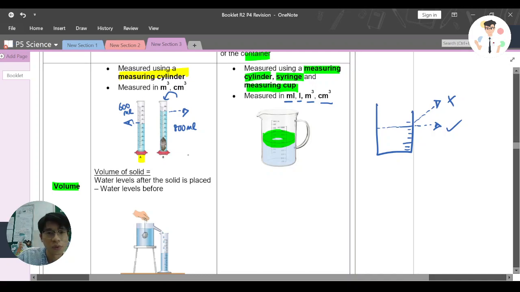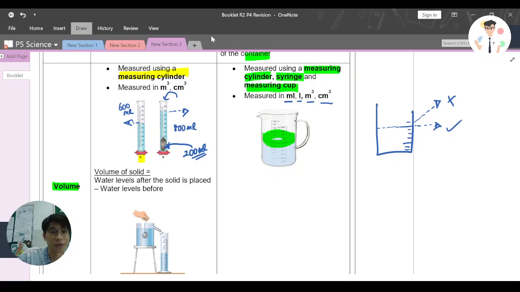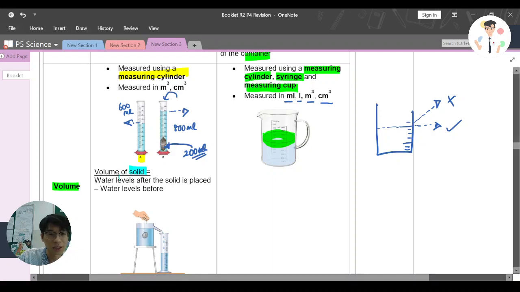then we subtract, and we get 200 ml. Why does it increase? Because of the stone. That's why the 200 ml is the volume of the stone, for example. Again, the formula is given here: the volume of the solid is the water level after the solid is placed minus the water level before. As you can see, 800 minus 600 is 200, and that is the volume of this item.